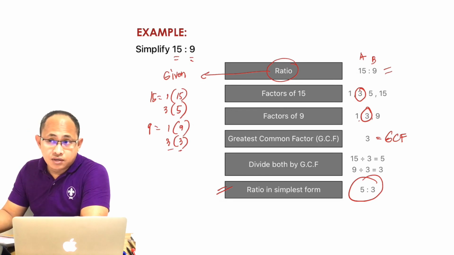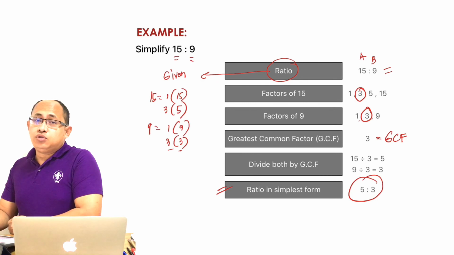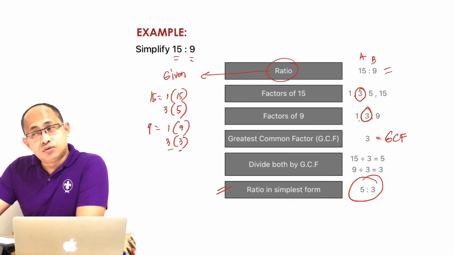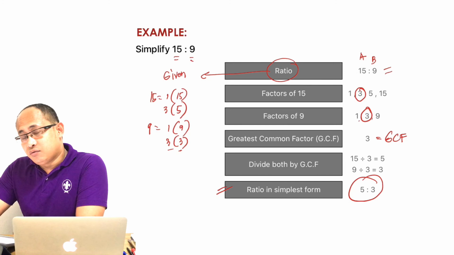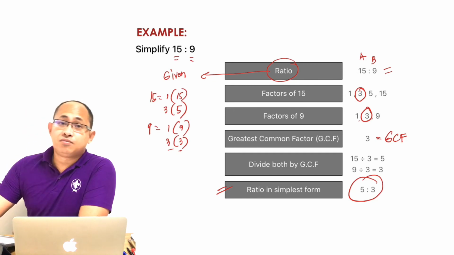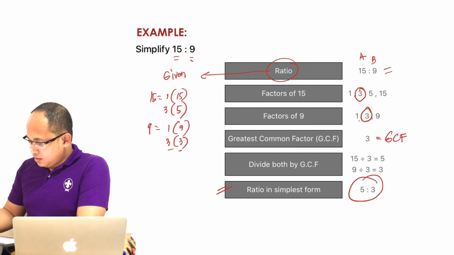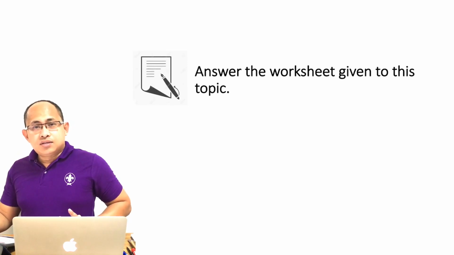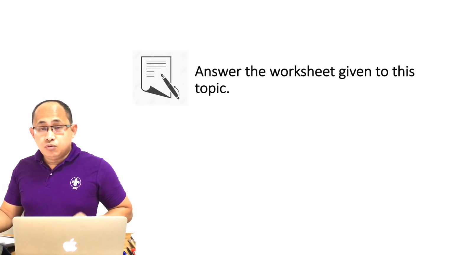Okay, I hope you understand how we simplify ratio. It is just listing down all the factors and then looking for the GCF, and then when you have the GCF, use it as a divisor, and after you divide, you copy the answer in its simplest ratio form.